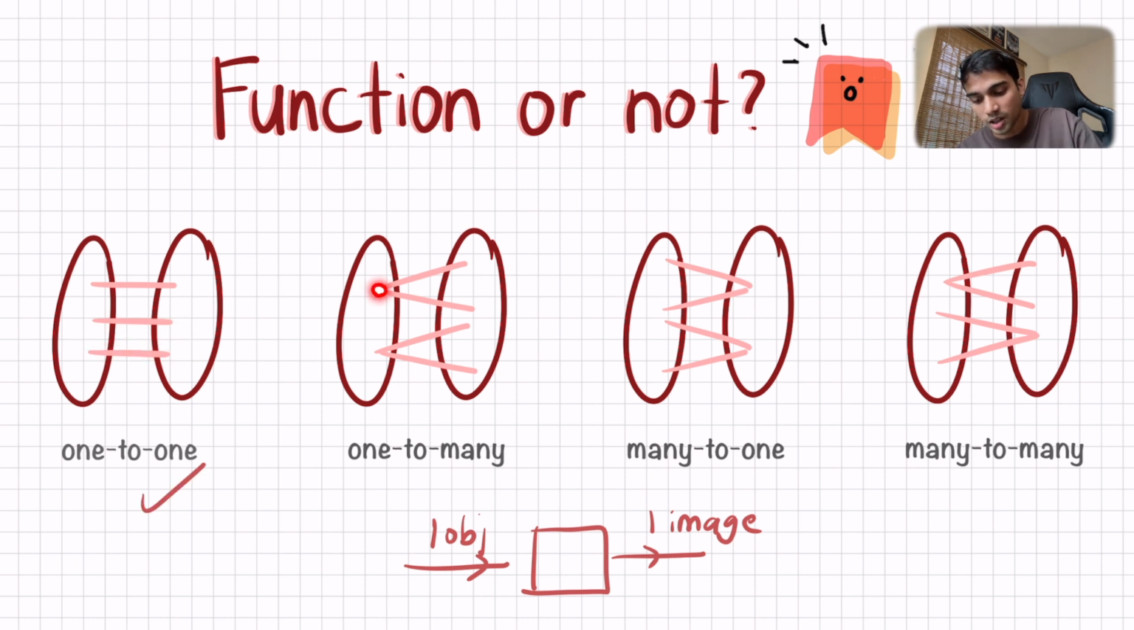Here, one object is mapped onto two images. So this is not a function. One to many is not a function. Many to one: one object has one image, one object has one image. Even though both of them share the same image, essentially one object only has one image. So this is a function. One to many, as you can see, one object has more than one image. So this is not a function. So only one to one relationship and many to one relationship is a function.